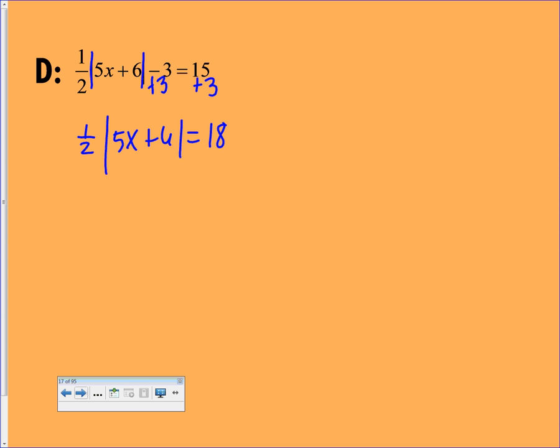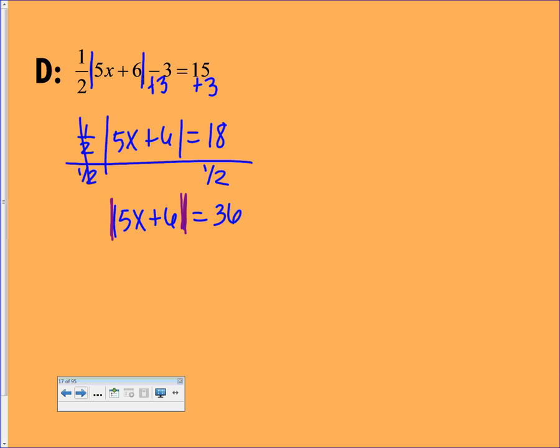And now you're going to get rid of the 1/2. So now I'm going to divide each side of my equation by half. So now I get my absolute value bar all by itself. Make sure when you do 18 divided by half in your calculator, use parentheses because that should give you 36. So now notice my absolute value bars right here are all by themselves.